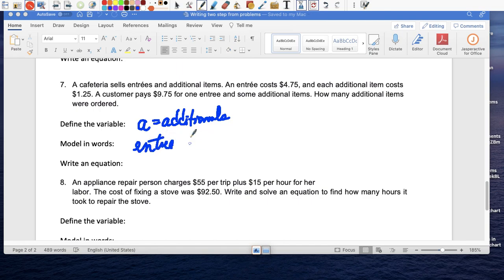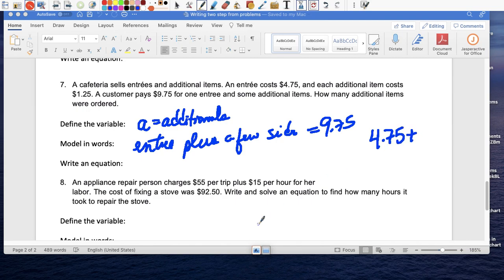The entree plus a few sides equals 9.75. So in an equation, the equation was 4.75 for the entree plus every side that I ordered costs $1.25, right? So how many sides did I order? So $1.25 times the number of sides. I don't know how many sides, but I do know that the total was $9.75.